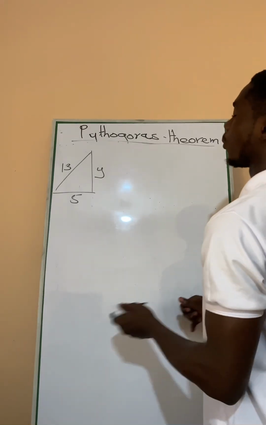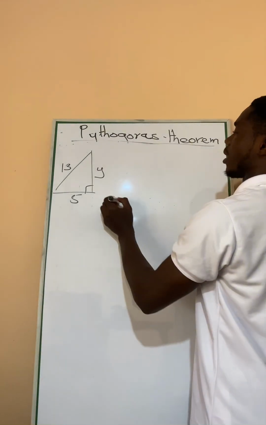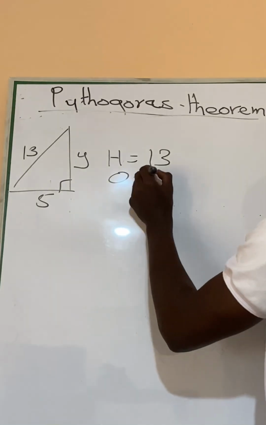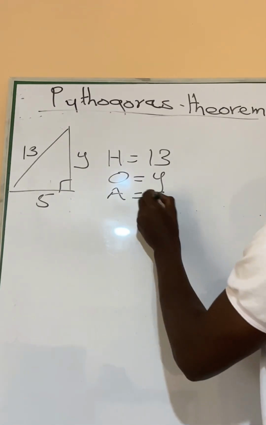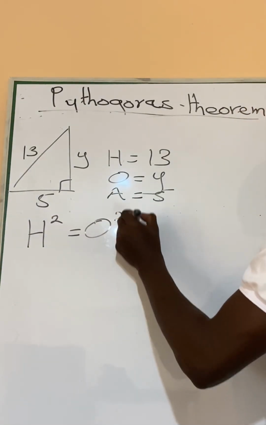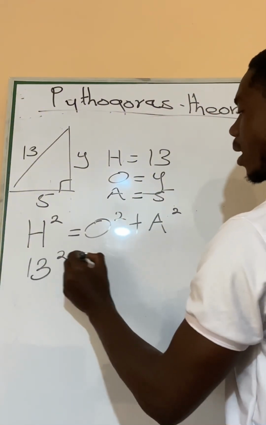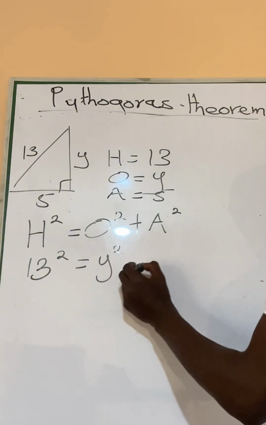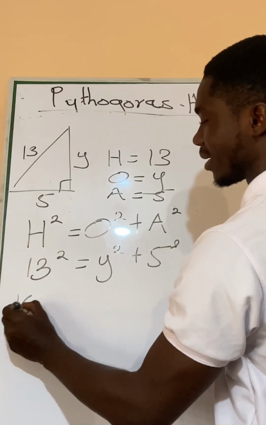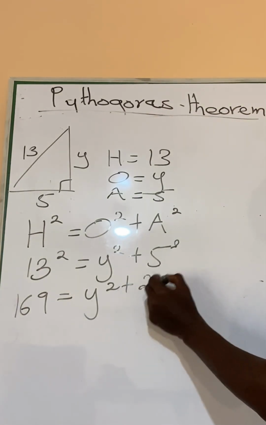In this next example, we have our hypotenuse as 13. We have our opposite as y, and our adjacent as 5. So using the Pythagoras theorem, we have h squared equals o squared plus a squared. Now h squared is 13 squared, so 13 squared is equal to y squared plus 5 squared. 13 squared is 169, which equals y squared plus 5 squared, which is 25.